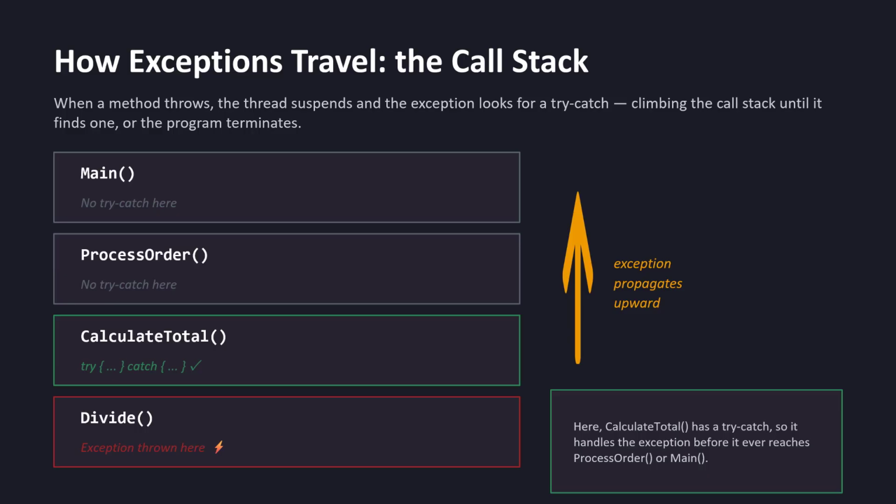The job as a developer is to add in these try-catch blocks at the right level in the stack, not too low where you don't have enough context or information to fix the problem, and not so high that you're catching things and you don't understand where they came from.